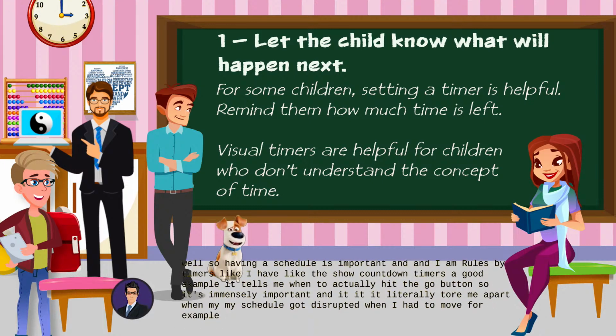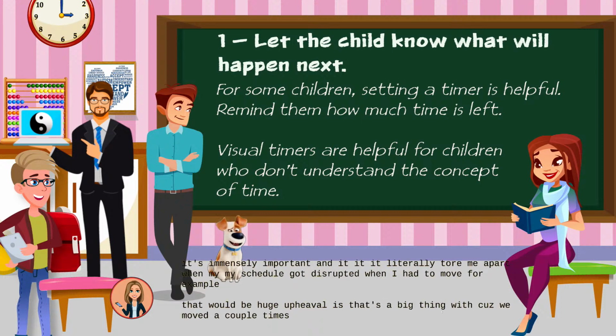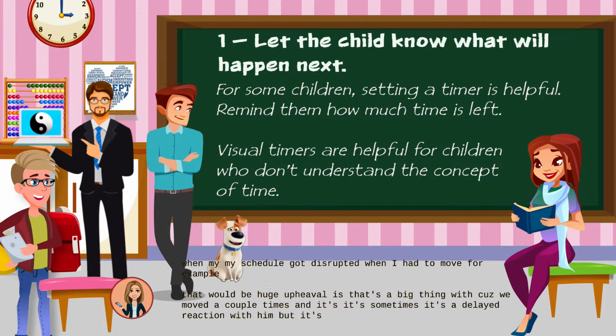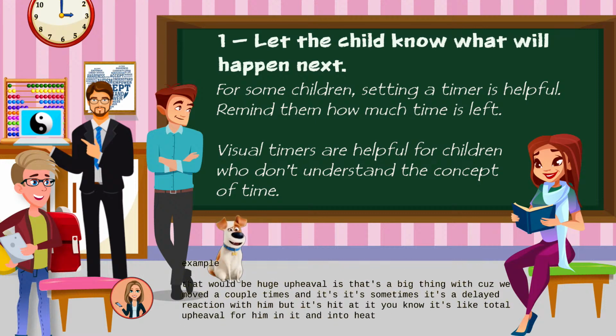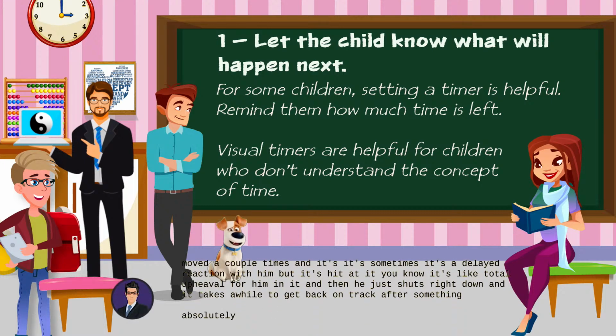Oh, that would be huge. That makes a lot of sense. Upheaval is a big thing because we moved a couple times, and sometimes it's a delayed reaction with him, but it hits. It's like total upheaval for him, and he just shuts right down, and it takes a while to get back on track after something like that. Oh yes. Absolutely. Shall we go to the next point then?